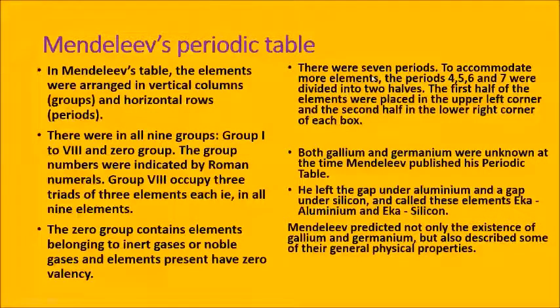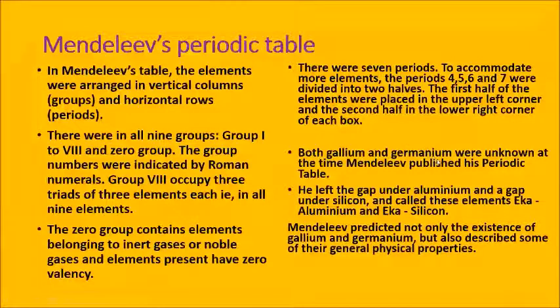To accommodate more elements, periods 4, 5, 6 and 7 were changed. For 1, 2 and 3 there is no change. Periods 4, 5, 6 and 7 were divided into 2 halves. The first half of the elements were placed in the upper left corner and the second half in the lower right corner of each box.